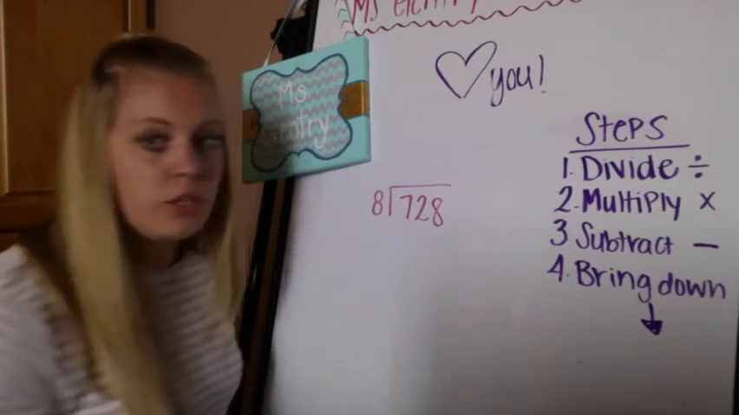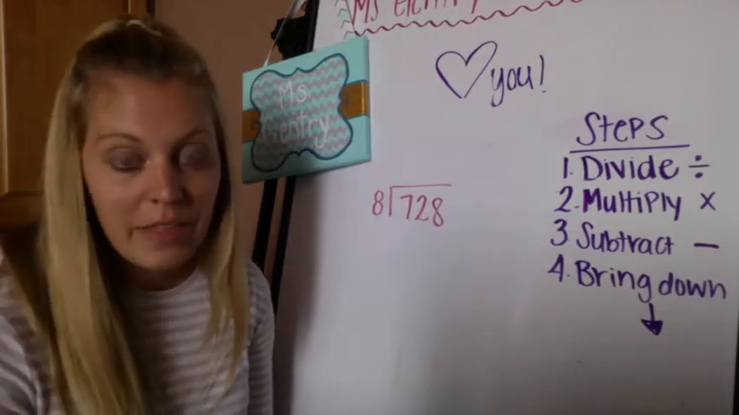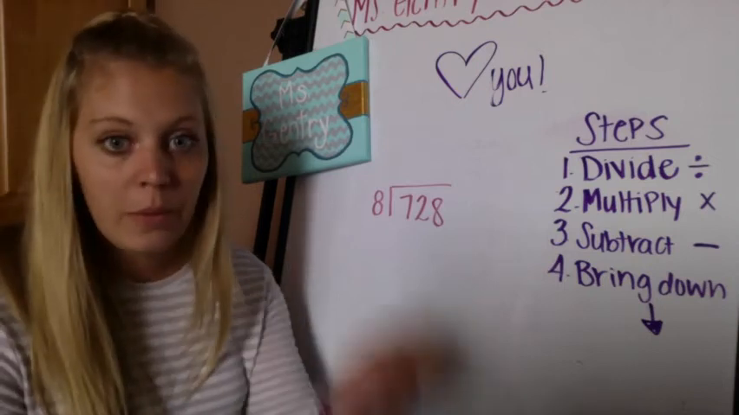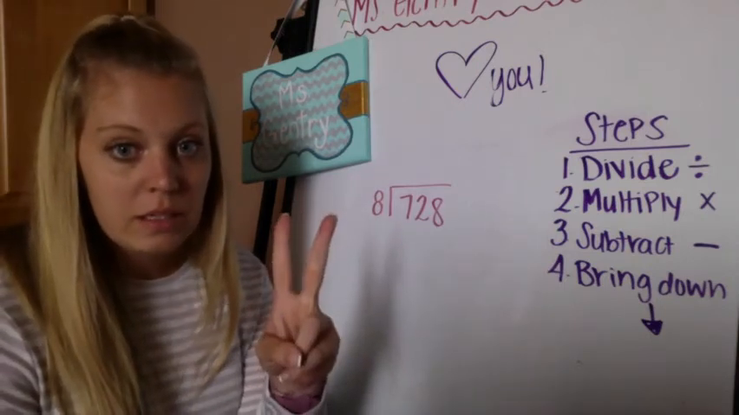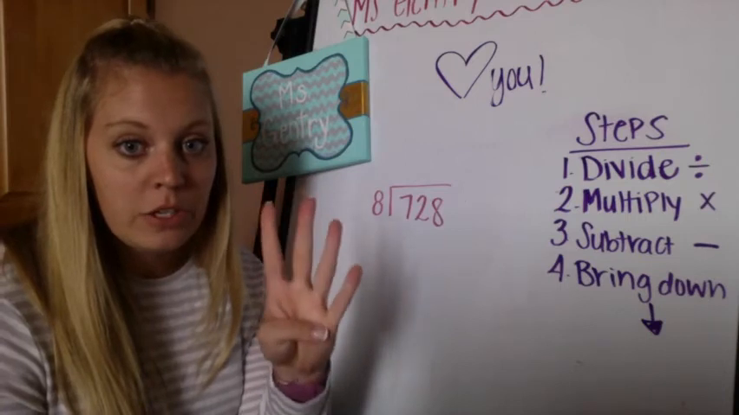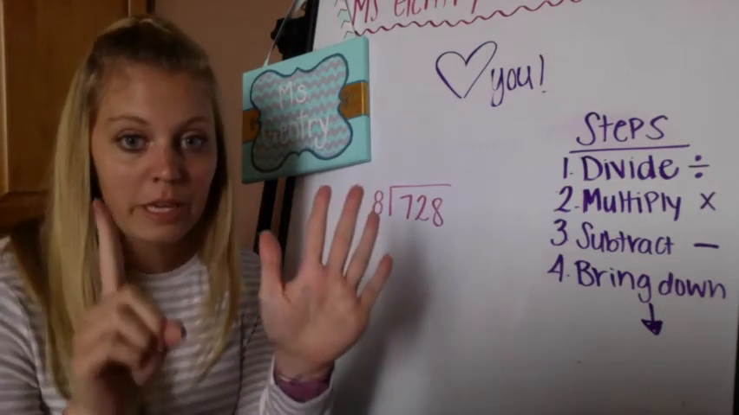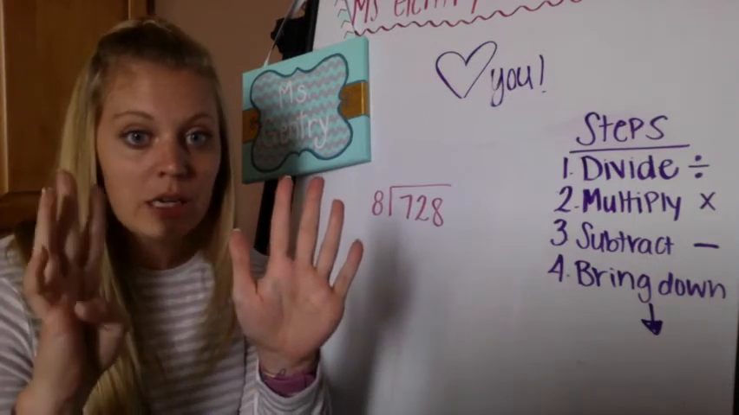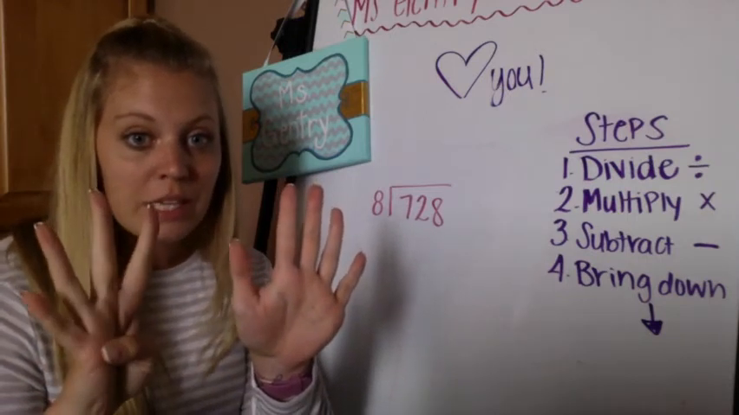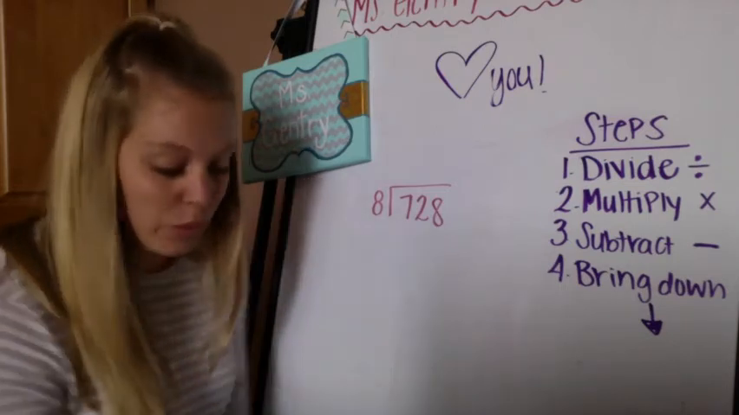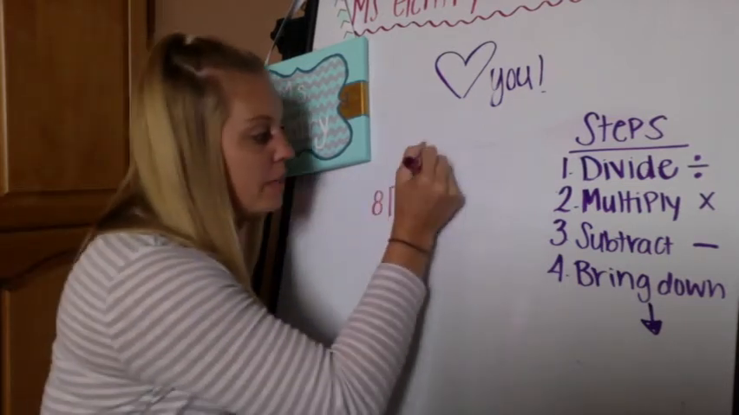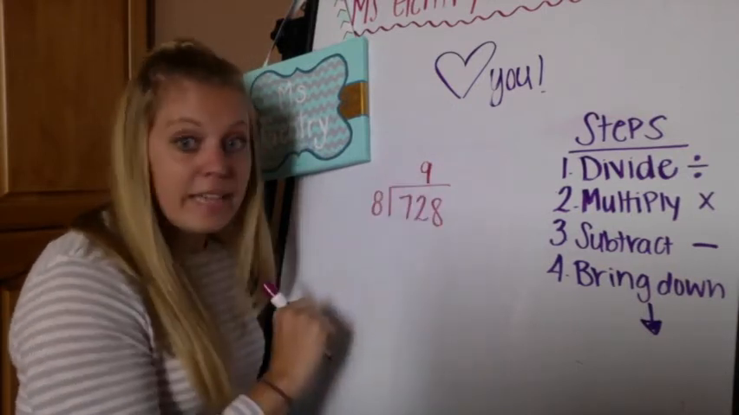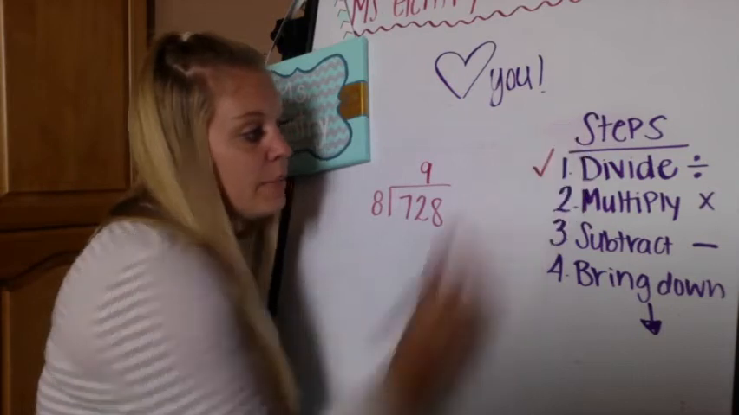8 go into 72. So let's count by 8s together to see how many times it can go in without going over. Here we go. 8, 16, 24, 32, 40, 48, 56, 64, 72. How many times can it go in? 9 times without going over. So we're going to write a 9 above the 72 because we just divided 8 into 72 9 times. First step is complete. Check it off.